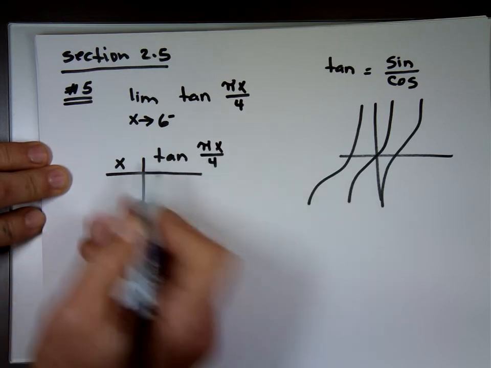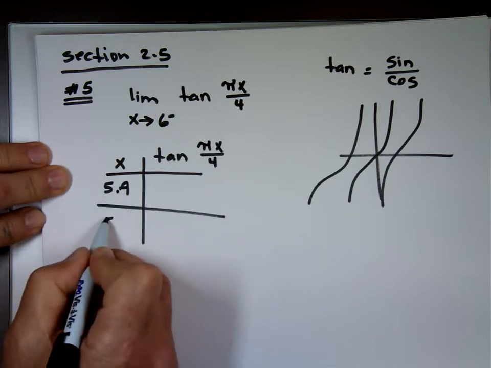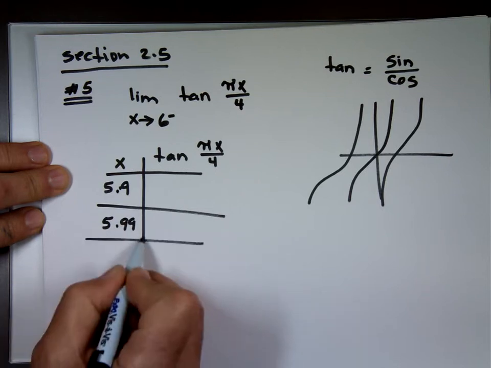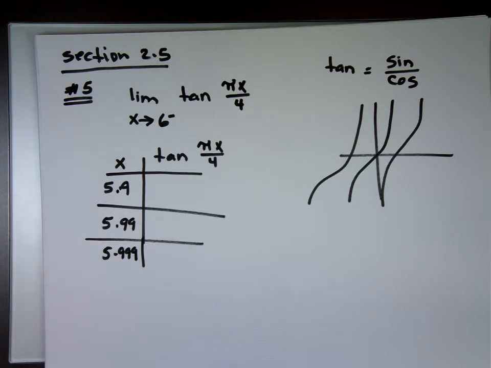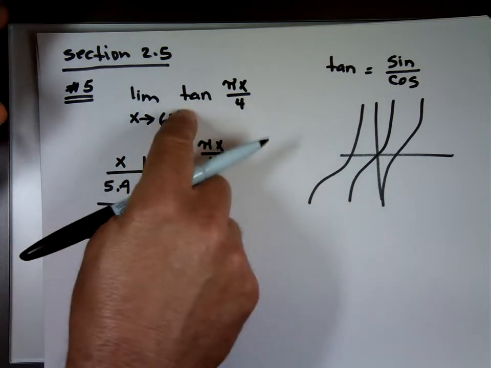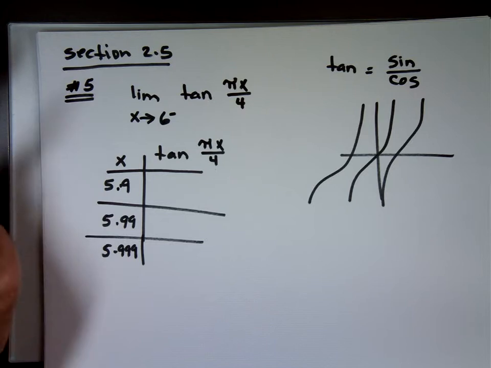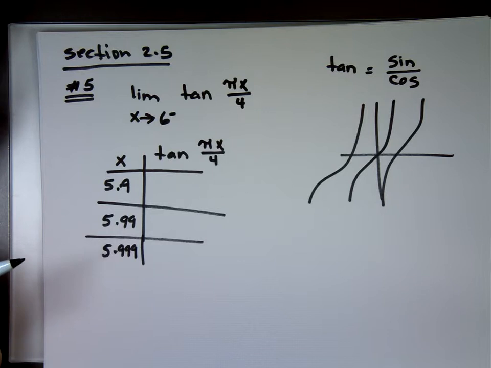So let me use a value from the left side of 6. Is 5.9 close to 6? Let's try 5.99, and that'll give us an idea, and maybe another one. So if you don't want to graph it, that's one way of doing it. When x is 5.9, plug it in. I'm not using 6, it's approaching 6. So pi, where's pi on this one? Right there, the big key in the middle. So tangent of pi times 5.9 divided by 4.